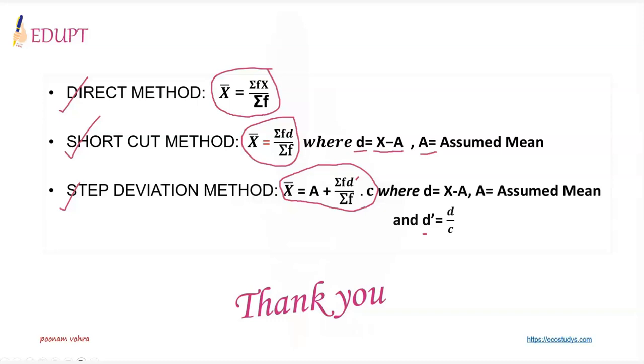Shortcut method and step deviation method are used generally where the data is large. The simplest one is to adopt direct method to find arithmetic mean. But it all depends on the type of information available in order to decide which method should be used to find arithmetic mean. In the next video, we shall discuss the continuous series of finding arithmetic mean.